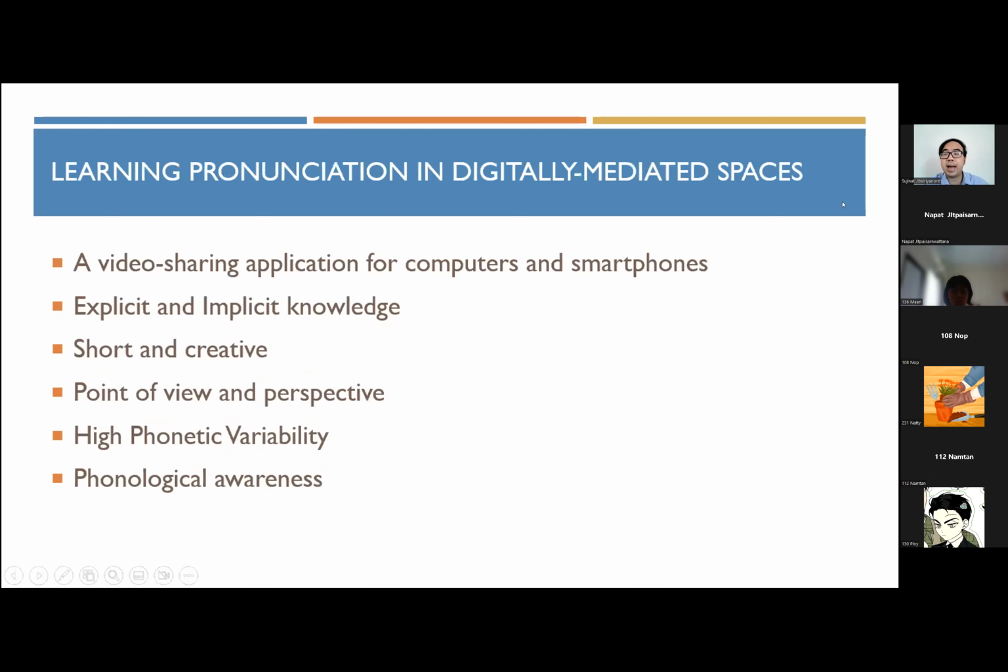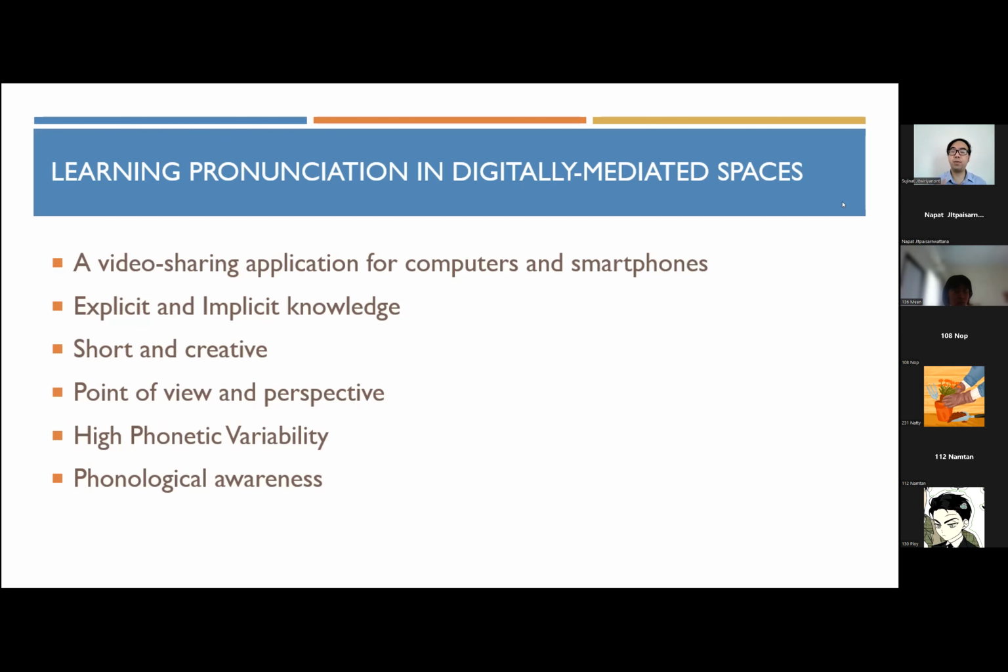So to recap a little about learning pronunciation in digitally mediated spaces, you can find TikTok or YouTube, especially TikTok, a video-sharing application for computers and smartphones with very short videos. You can access different kinds of videos, and it is very fun to watch most of them. With a smartphone, you can study anytime and anywhere, and it's free of charge, right?